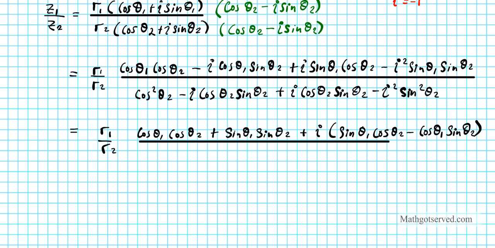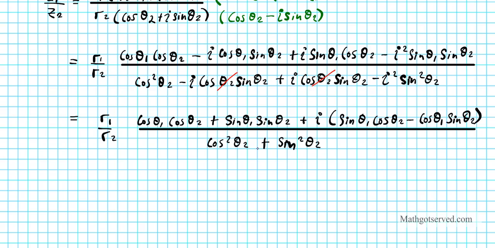Now let's see what happens in the denominator. You notice that the middle terms are opposites, right? This and this, they're opposite, so they add up to 0. And then we're going to combine this. We have cosine squared theta 2. i squared is negative 1, like we mentioned earlier, so that changes the negative to a plus sine squared theta 2. Okay? Alright.